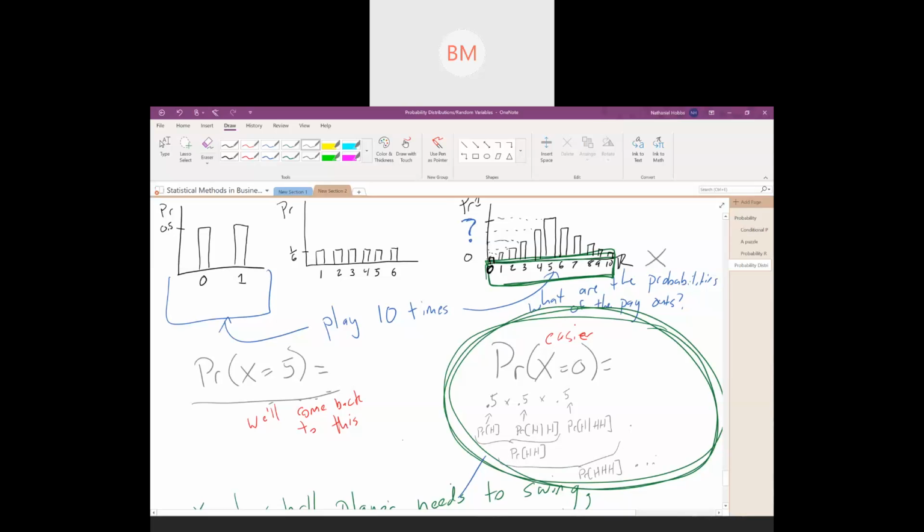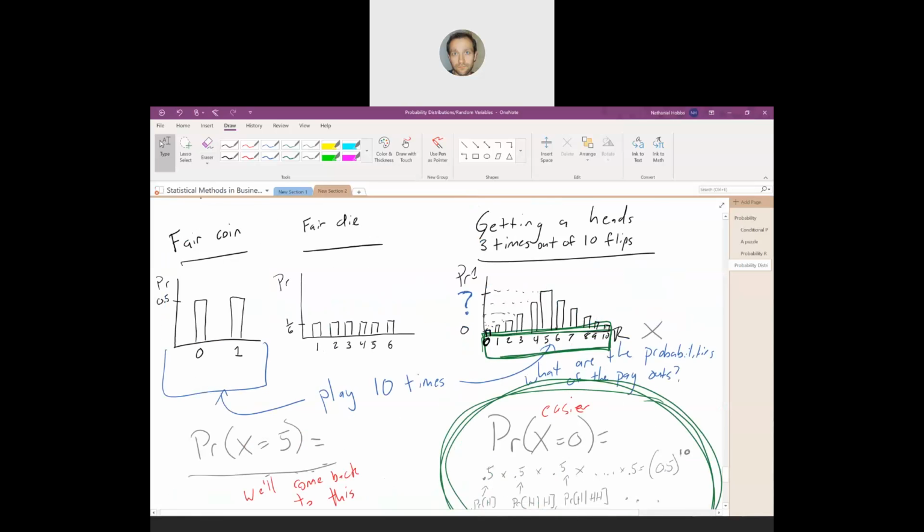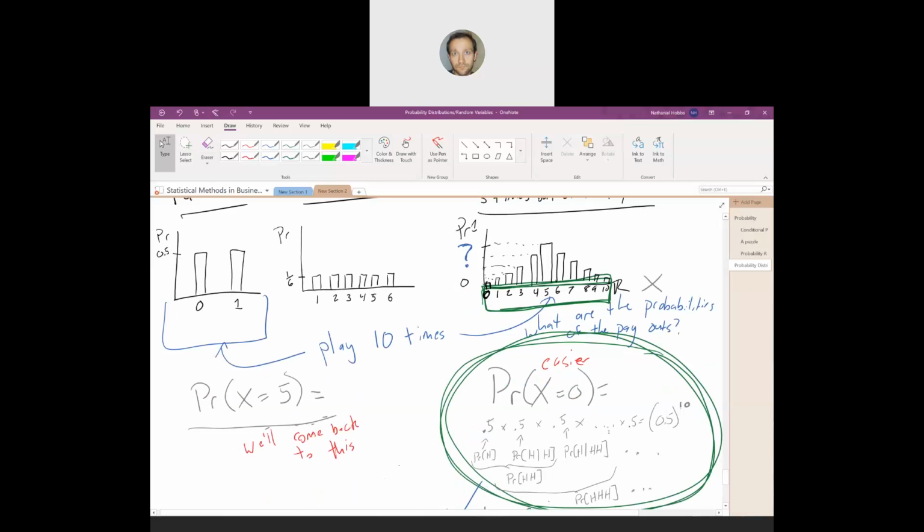And then this is just going to go on. So how about 10 heads? It would just be 0.5 to the power of 10. Great. Is that a big number or a small number? It's a really small number. So far, we've gotten at least these bars, right? The 0 and the 10. So that's a good place to start. It's some really, really small number.